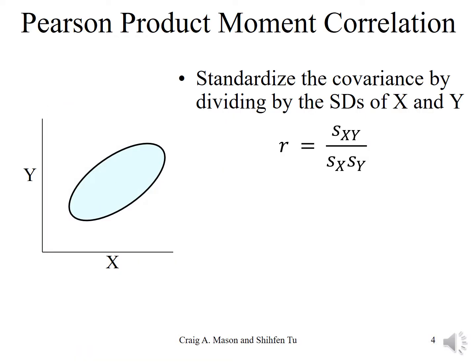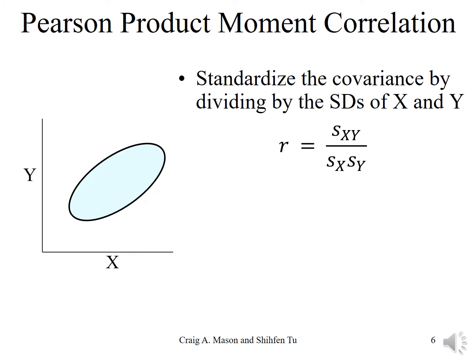In essence, what we need to do is standardize the covariance somehow. We can do this by dividing the covariance by the product of the standard deviation of x and the standard deviation of y. Remember, the covariance is based on the cross products of x and y, so we're dividing by the product of the standard deviations of x and y. We call this the Pearson product moment correlation after Karl Pearson, a mathematician often credited with being the father of modern mathematical statistics, who came up with it in the late 1800s. We'll refer to this as the Pearson R, or just R.